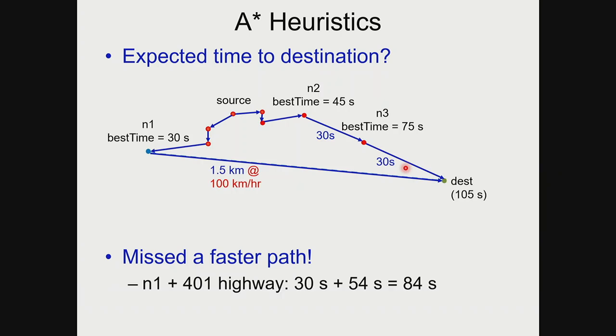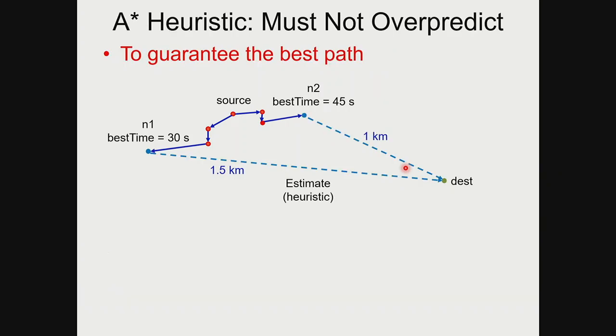Okay? Any other suggestions? How can we avoid over-predicting the travel time from the current node to the destination? It's not a trick question, by the way. It's just a minor fix for the approach that we've taken so far. Okay, so to guarantee that we are getting the best path always, we should not over-predict.